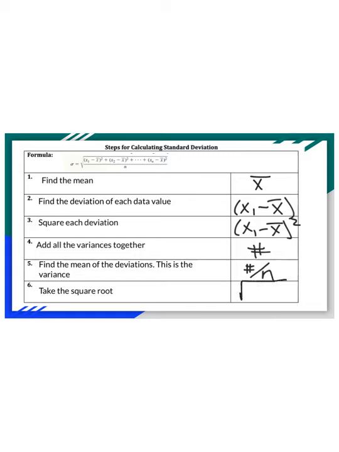And again, the square root of your variance is the sum of all your squared deviations divided by n, which is how many terms we have. And that gives us our standard deviation.